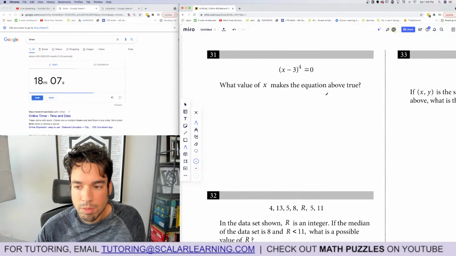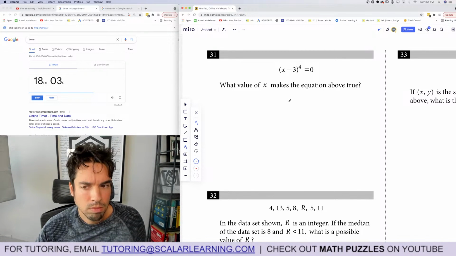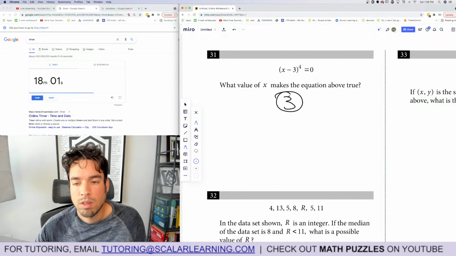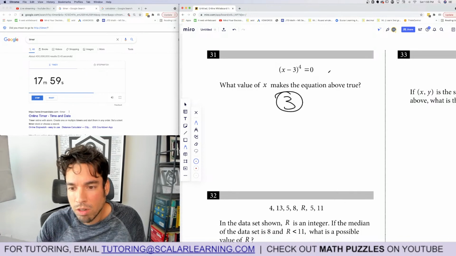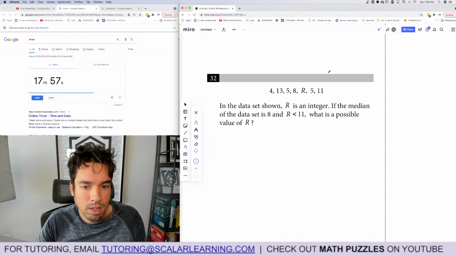31. What value of x makes the equation above true? 3. Because 3 minus 3 is 0, and 0 to the 4th power is 0. It's done. One and done.